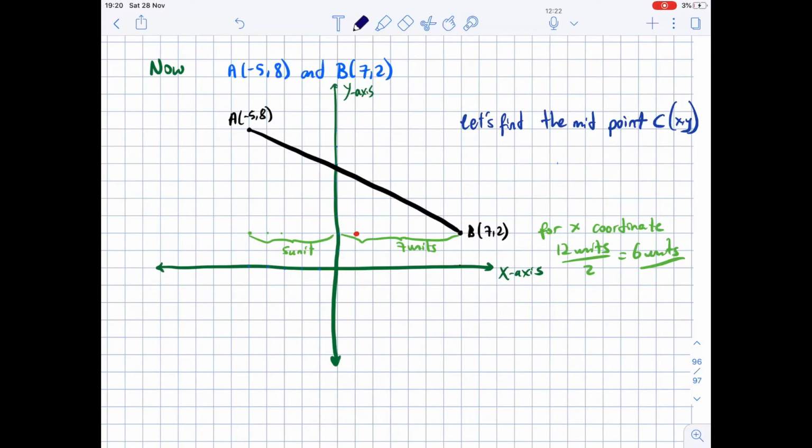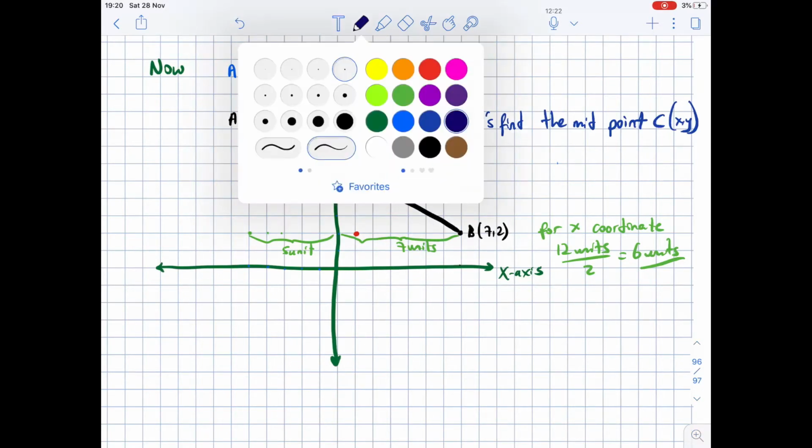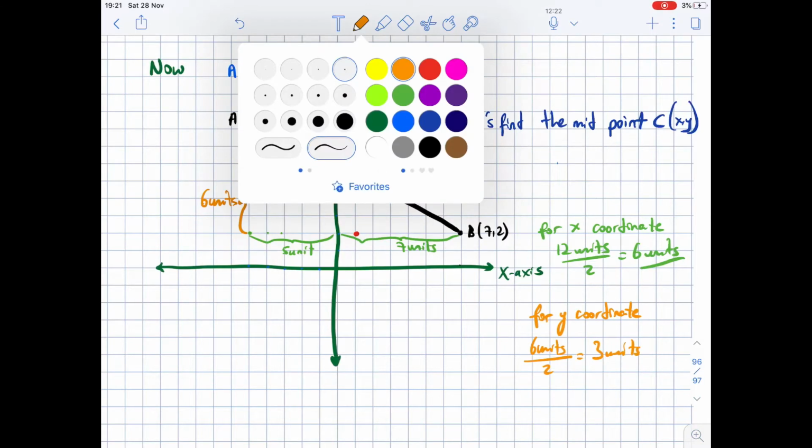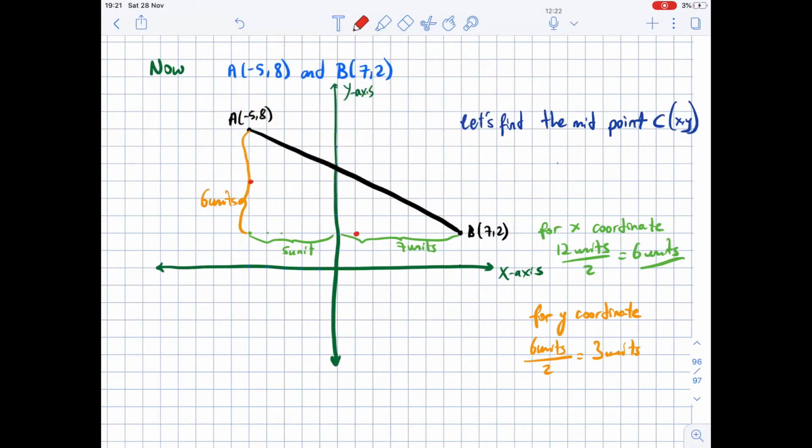To find the y coordinate of the midpoint, we are going to look at it vertically. Vertically we have 6 units difference in between A and B. So to find the midpoint, for the y coordinate we will divide 6 units by 2. So we will have 3 units, which means 3 units up to find the y coordinate of the midpoint. So we are going to meet those two coordinates on the line segment AB, and it gives us the midpoint.